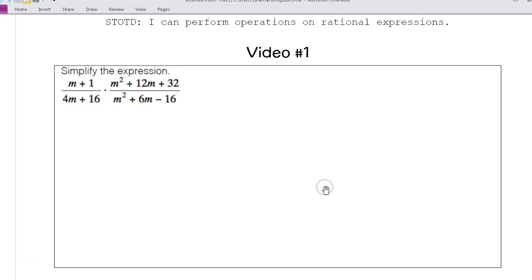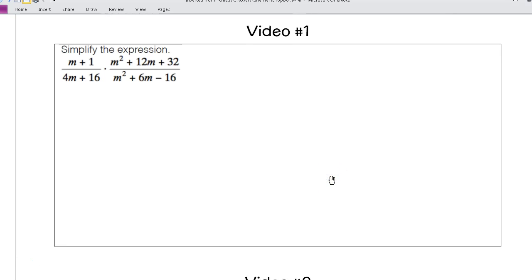We've already talked about adding and subtracting, and this is going to be the solutions for an example where we are multiplying. So when you're working with rational expressions, usually it's a good idea to factor as much as you can. So let's take a look at this problem and let's factor.